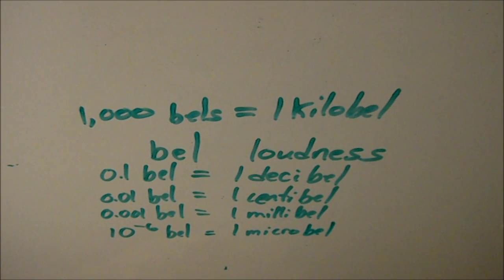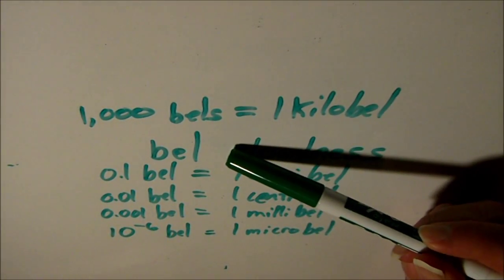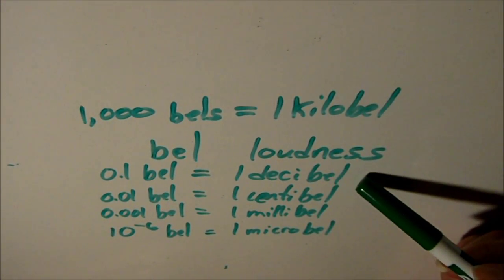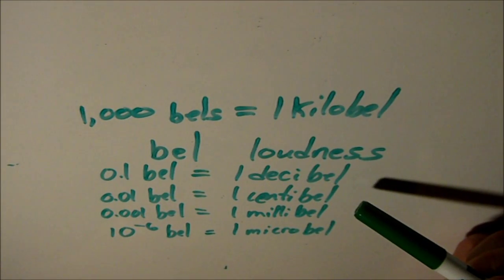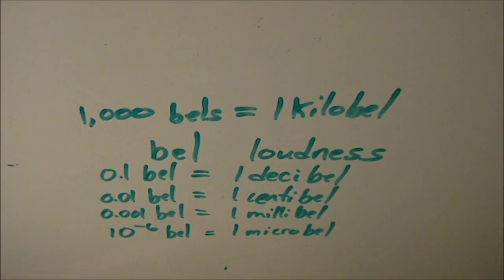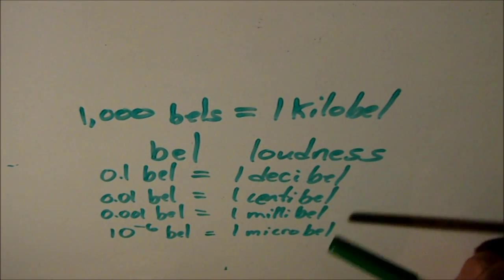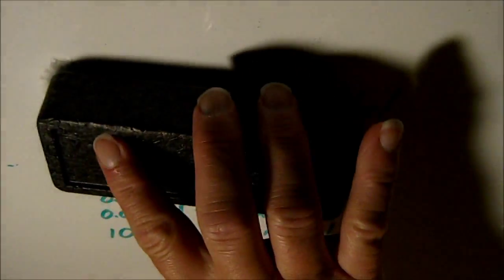Now, it is interesting that on the system measuring loudness, it is not the bell that is the most common unit, but it is actually the decibel. We mainly do measurements in decibels instead of bells because they give us the best numbers that we can use. Okay? So sometimes we do not use the base unit, but we use one of the prefix units. Okay? All right.